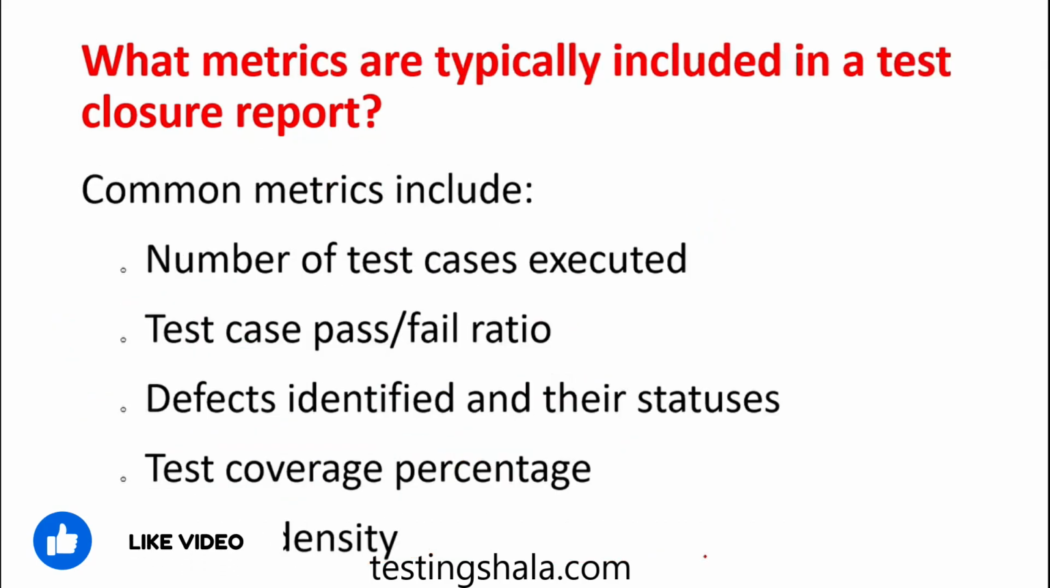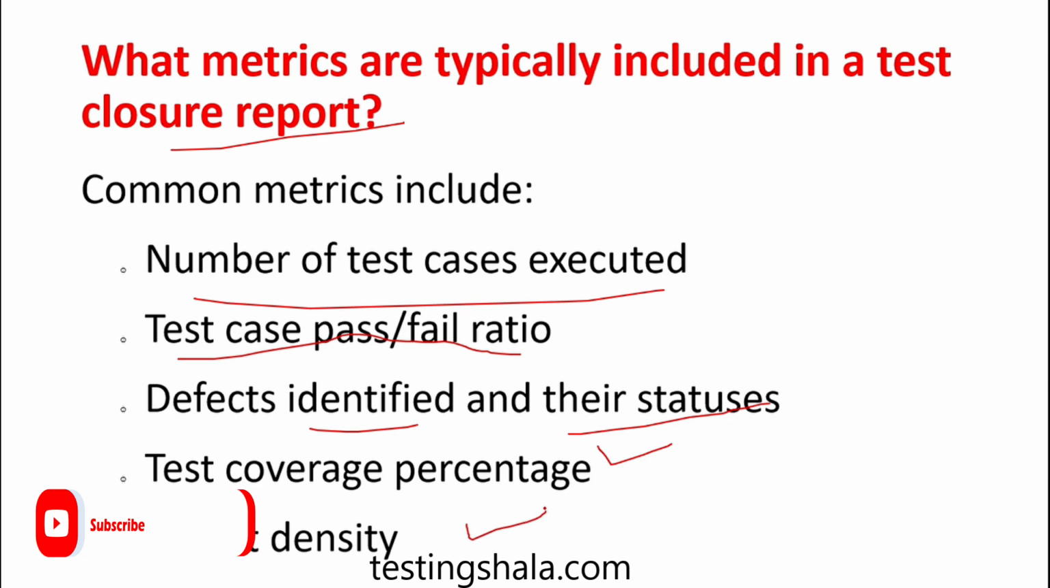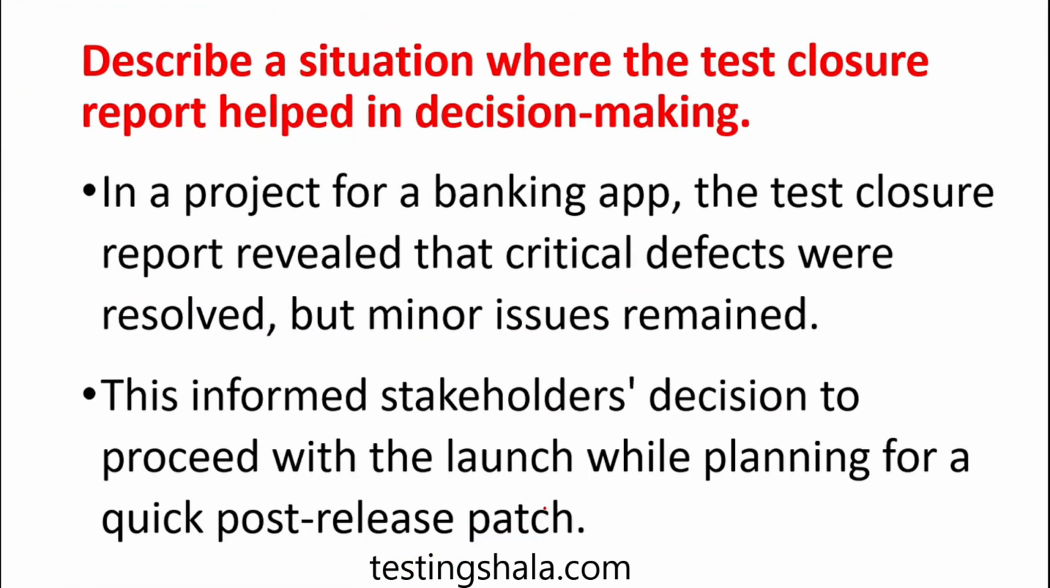What metrics are normally included in the test closure report? The common metrics we provide in a test closure report are the number of test cases executed, out of which what is the pass or fail ratio, how many defects are identified and what are their current statuses, what is the coverage percentage in terms of testing, as well as the defect density that we have to measure as part of the test reporting metrics. That we have to document as part of the test closure report.